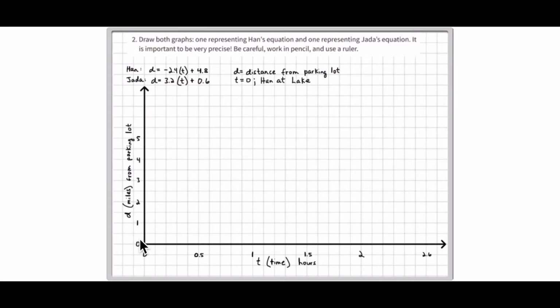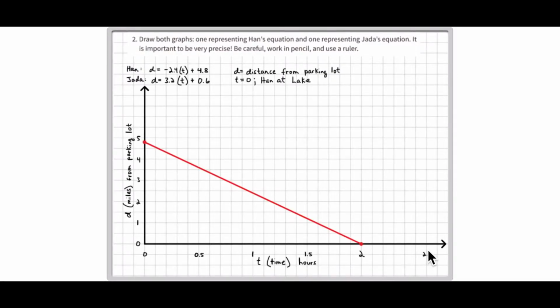So the y-axis is going to be distance from the parking lot. Remember the standard form of the equation, I'll write that in a moment, is y equals mx plus b. So y is distance in miles from the parking lot, and the x-axis is time. So these are hours on the x-axis. So this is a half an hour, 1 hour, 1.5 hours, 2 hours, and this gets out to 2 6/10 hours. I'm sorry, 1, 2, 3, 4, 5, 6. This is 2 6/10 miles.